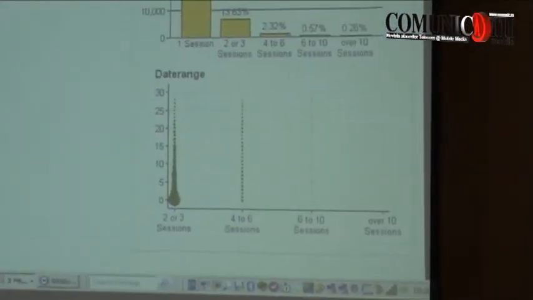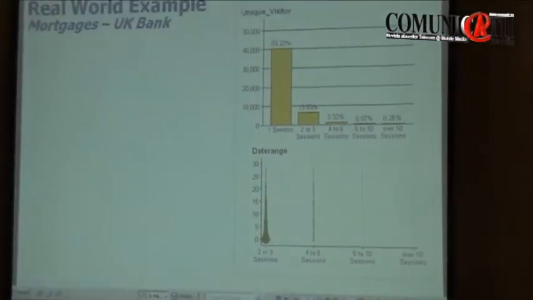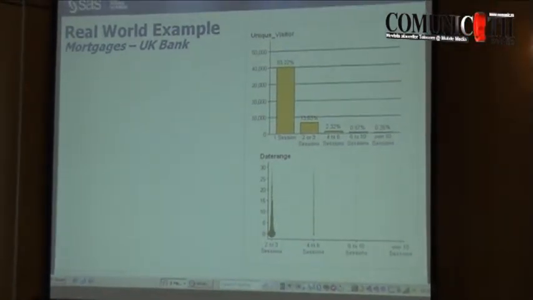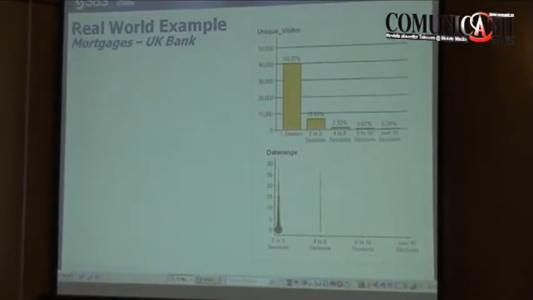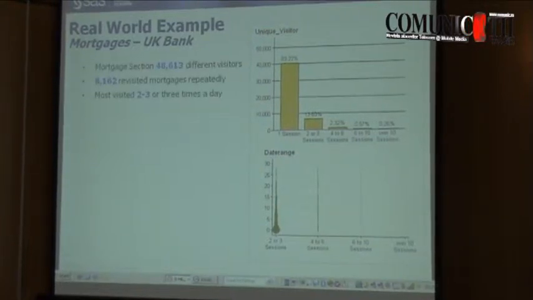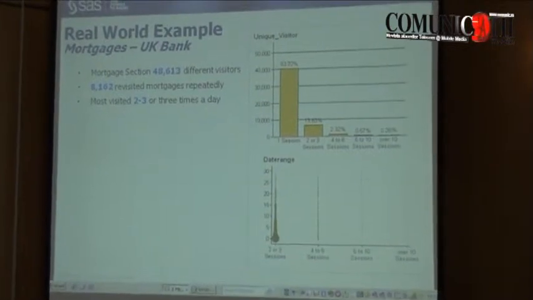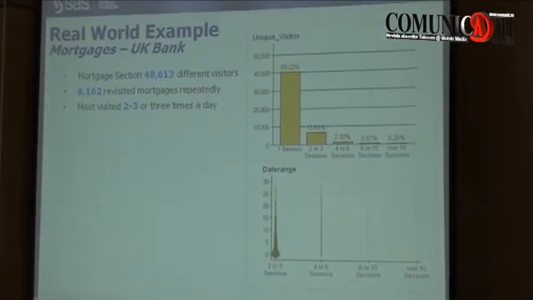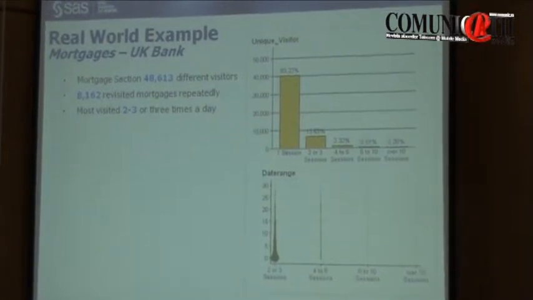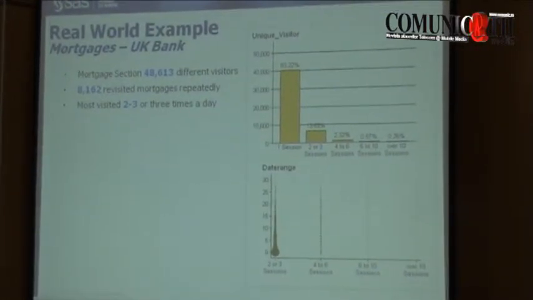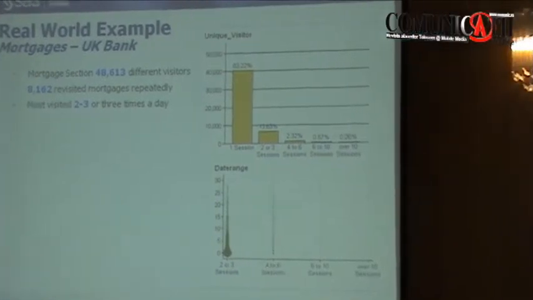Here is an example. It's again from the UK banking industry, mortgages. Over the course of a month, not a recent month, I hasten to add, in the current mortgage climate, 48,000 different visitors visited the mortgage section of this bank, of which 8,000 were repeat sessions. They could identify which ones. Most visited 2 or 3 times a day. They were clearly shopping around.